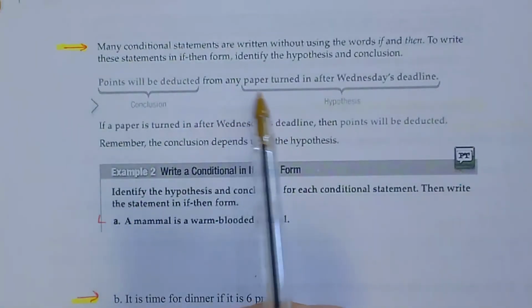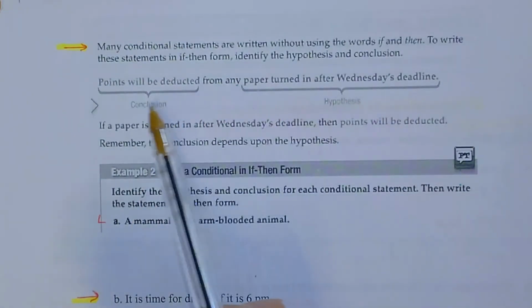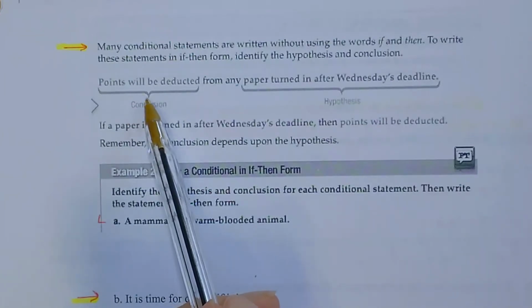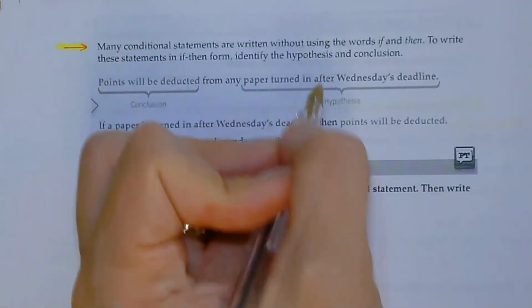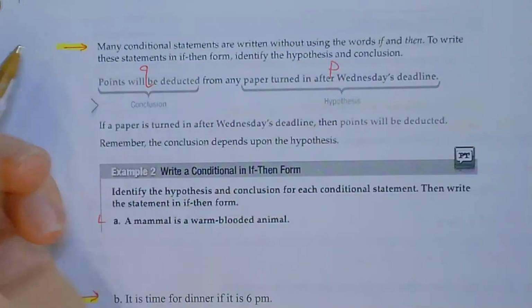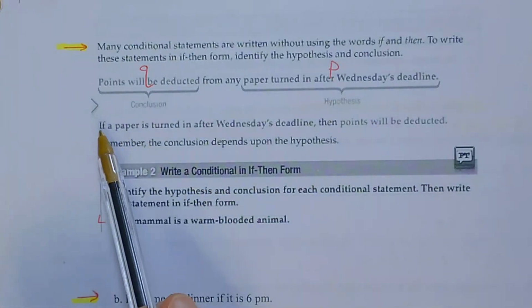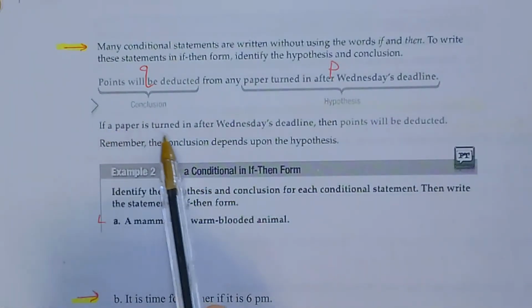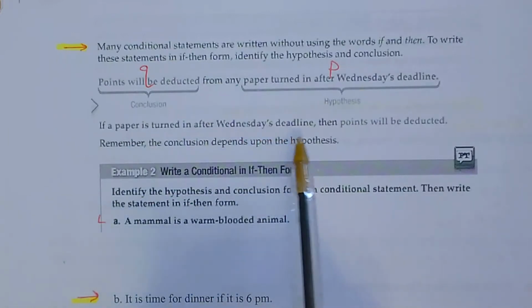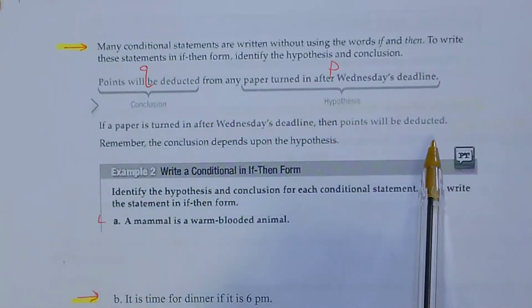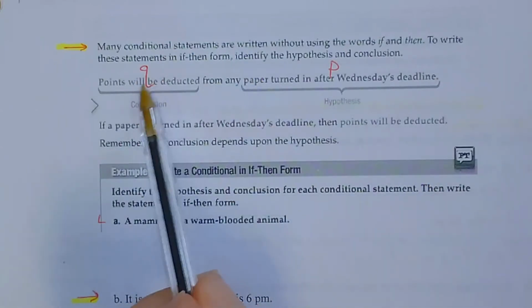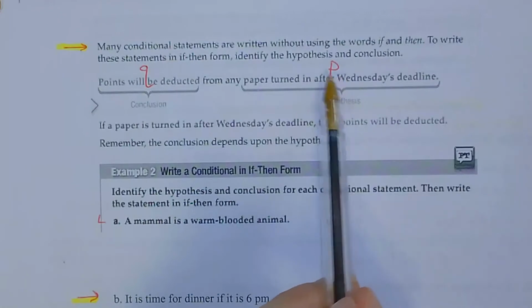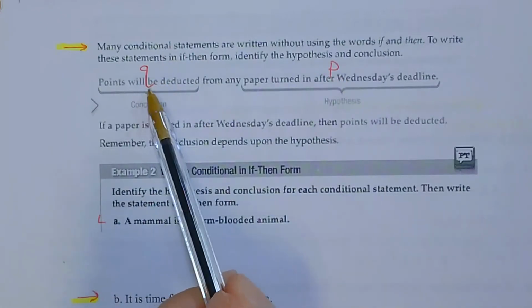Do you see how the hypothesis is in the back, but the conclusion of what happens to you is in the front? So when you go to write this in if-then form, this is going to have to be your P and this is going to have to be your Q. It's in inverted order. So here's how you would write that: if a paper is turned in after Wednesday's deadline, then points will be deducted. Make sure you always look and see what's the original thing that's happening and then what's the conclusion that happens because of it.